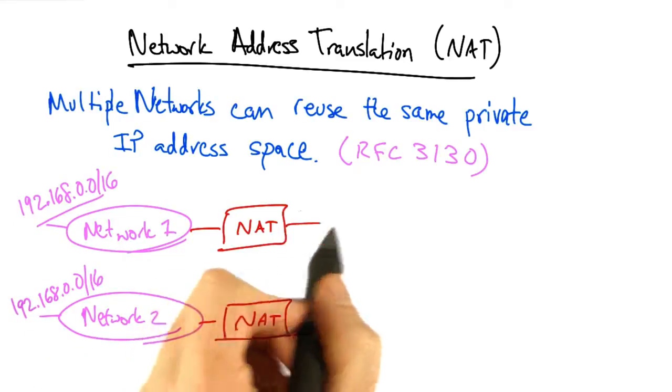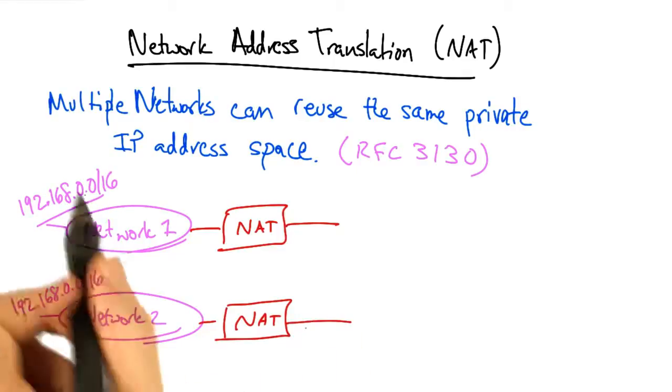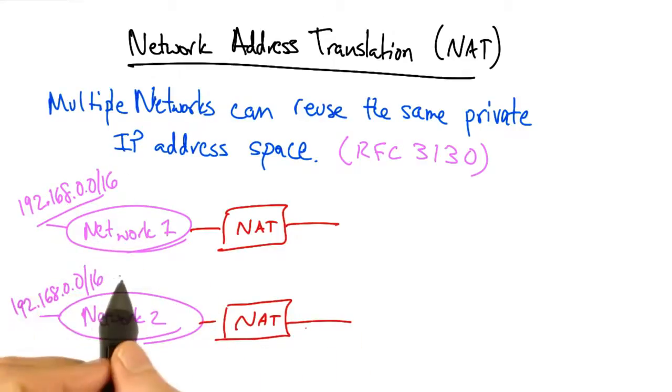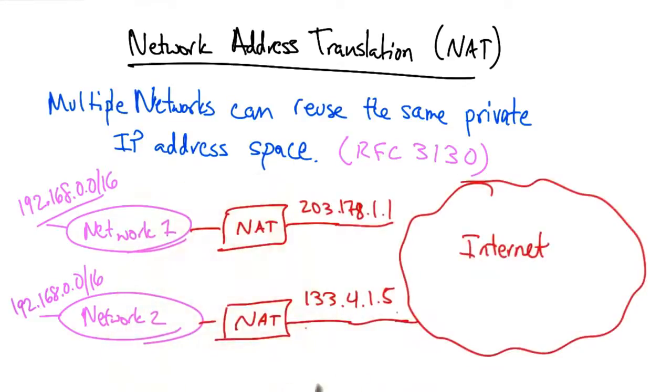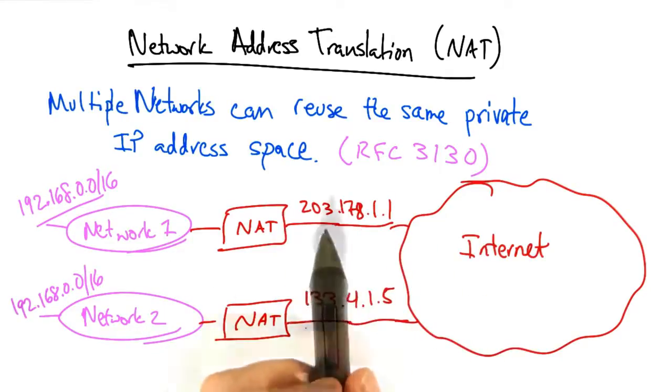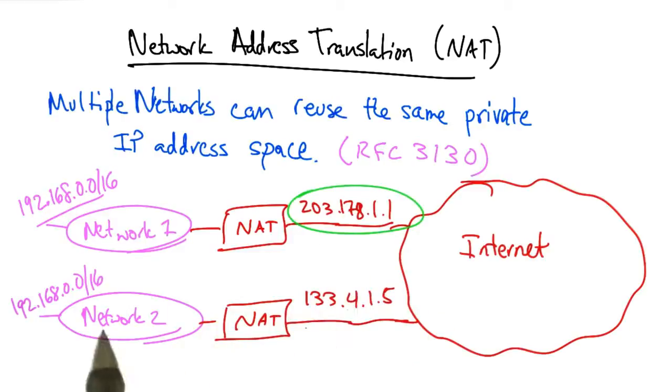What a NAT, or a network address translator, does is take the private IP addresses that are behind the NAT and translate those IP addresses to a single globally visible IP address. Now, to the rest of the internet, Network 1 appears to be reachable by a single IP address, 203.178.1.1, and Network 2 is reachable via a single distinct global IP address, 133.4.1.5.